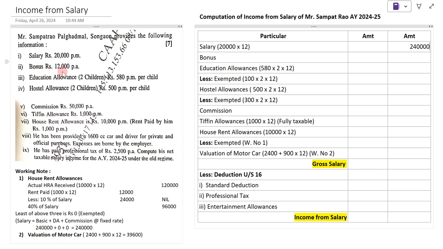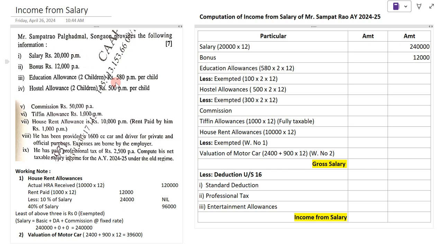Next, bonus. Bonus is 12,000 rupees per annum. So write directly in front of bonus 12,000. Bonus is for per annum, for the entire year the bonus is 12,000. Next, education allowances. Education allowances is given to the employee for two children, and for per child per month the education allowances is given 580.